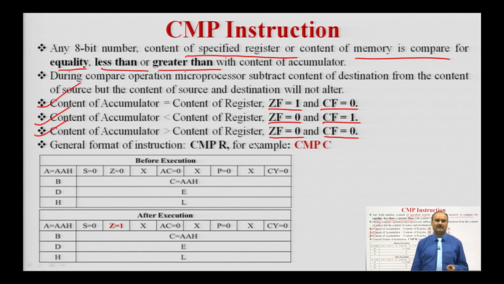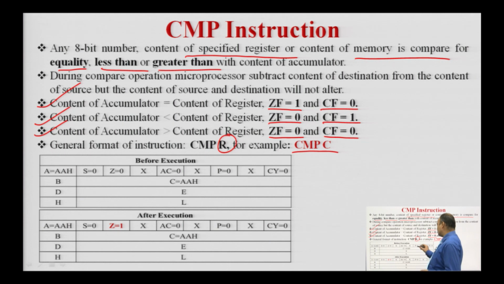The general format of this instruction is CMP R. Here R is nothing but the specified register. In place of register R, we can use any general purpose register of the microprocessor. Here I am taking an example, that is CMP C. The C is nothing but a general purpose register.